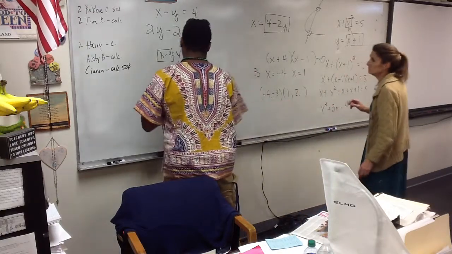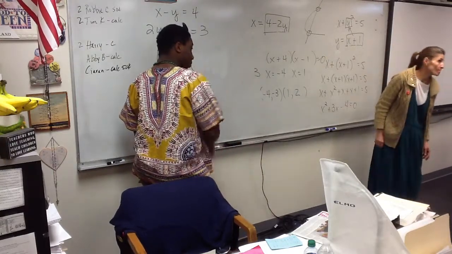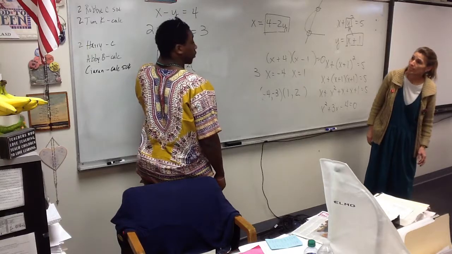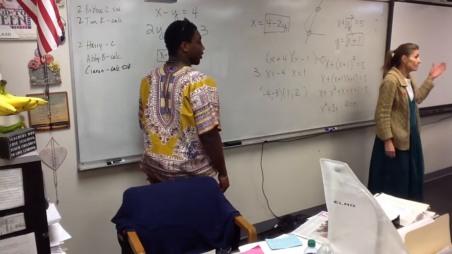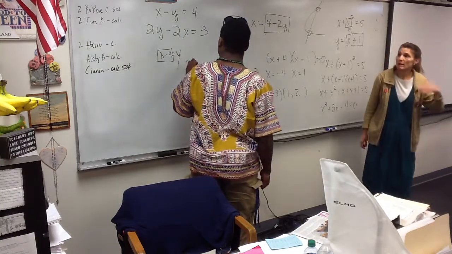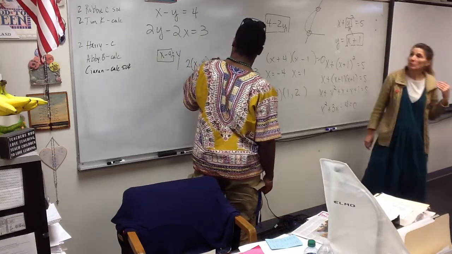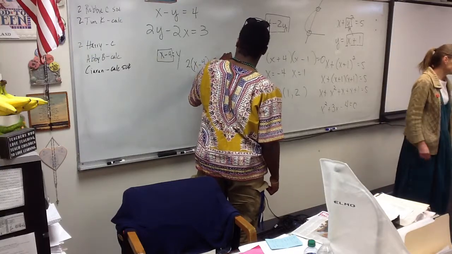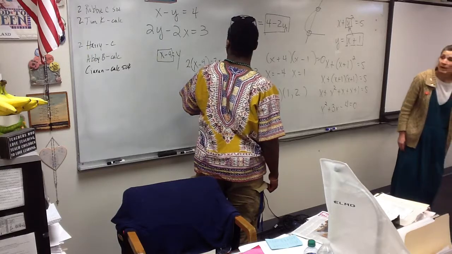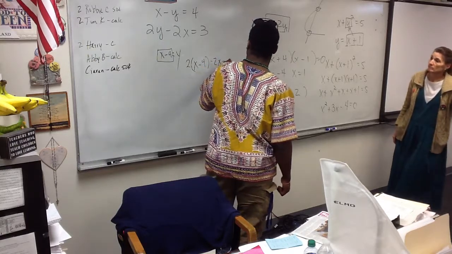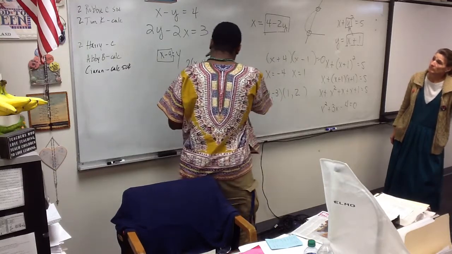Wait, x minus y equals 4, doesn't that have, that'd be negative y. No. He added y and subtracted 4. I probably would have just added y and substituted for x. Yeah, so that'll work. But he's correct. Alright, so that's my little thing.